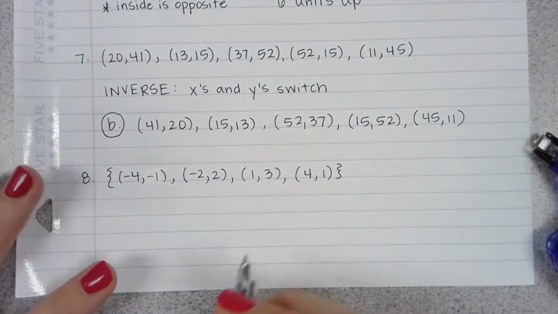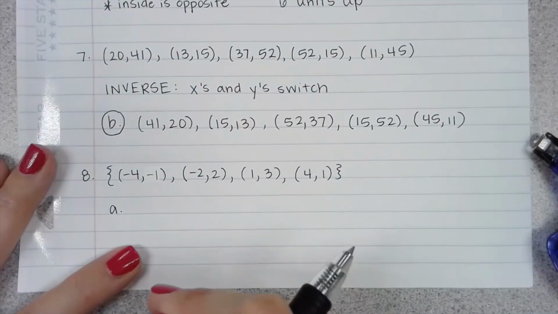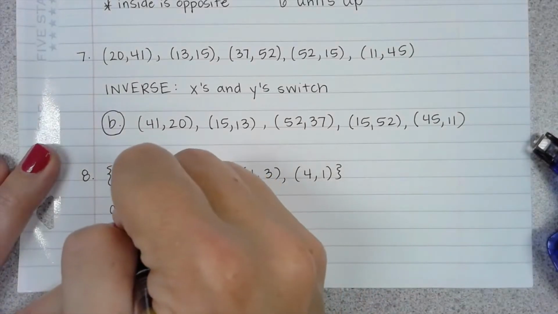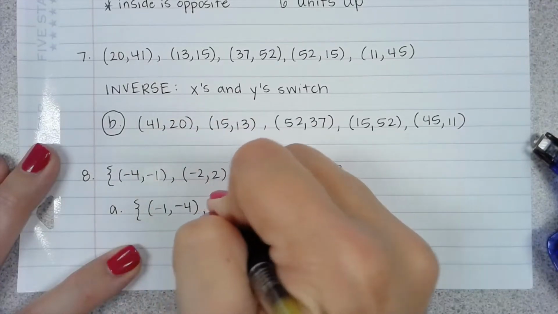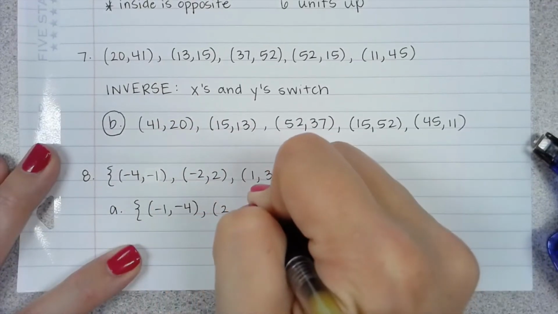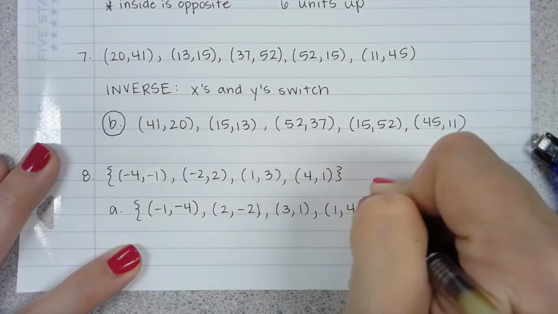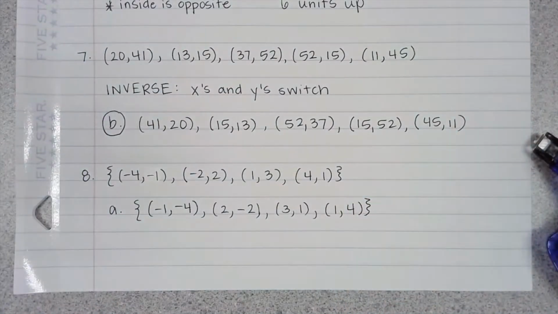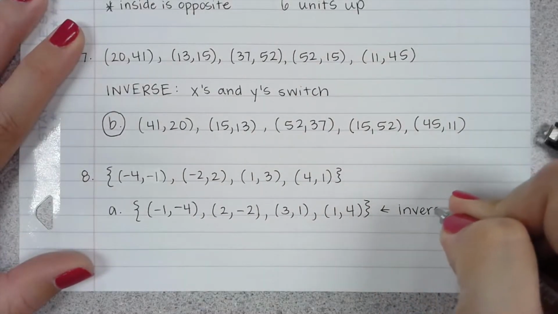The first part of number 8 says to write the inverse of the function. And so just remember up above, if it's an inverse, the x's and the y's are going to switch places. So the inverse of this function would be -1 goes with -4. I'm literally just switching where the x's and the y's are located. +2 goes with -2. +3 goes with +1. And then +1 goes with +4. And so that would give me the ordered pairs listed out as the inverse of the function. You just want to look at them and make sure that you remember to switch the x's and the y's in all of them. So that's part A of that question. So this one right here would be the inverse.